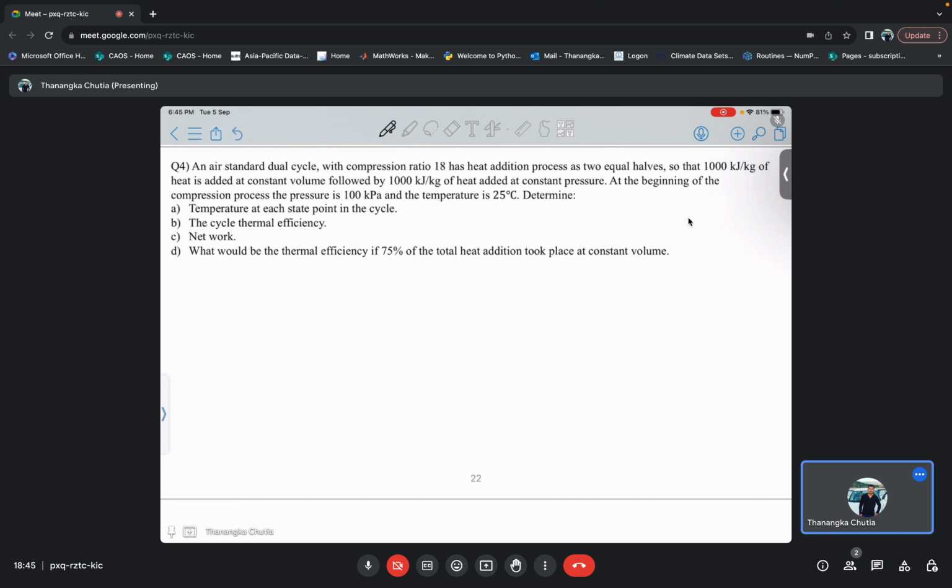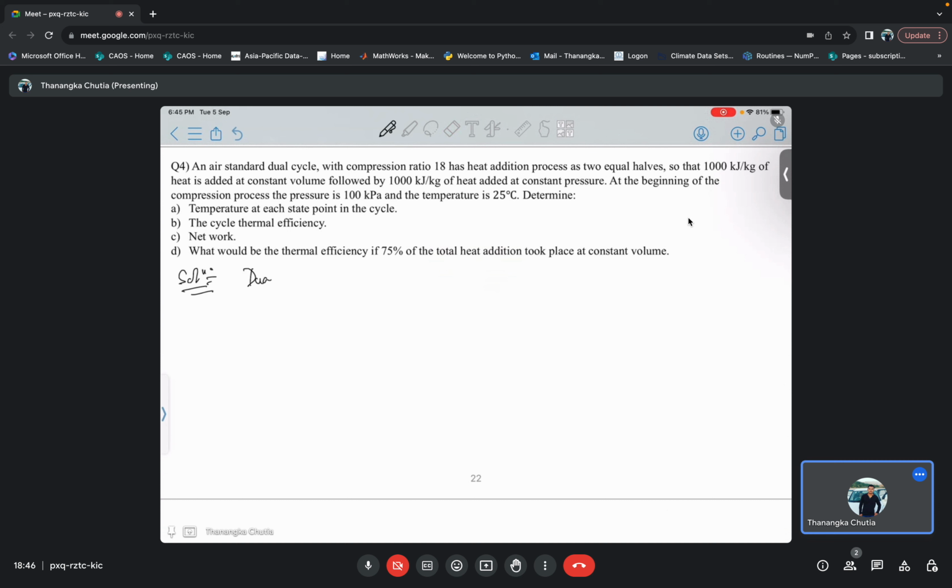Okay, so the first ABC part will belong to whatever is given, and then the total heat input we have to modify such that 75% is added at constant volume. So how does a dual cycle look?